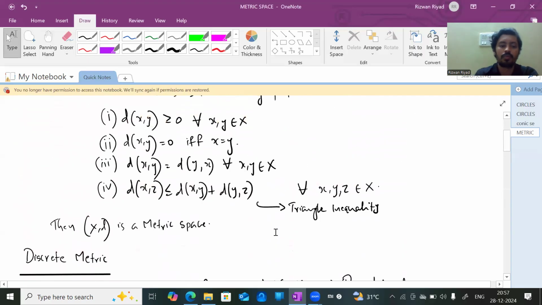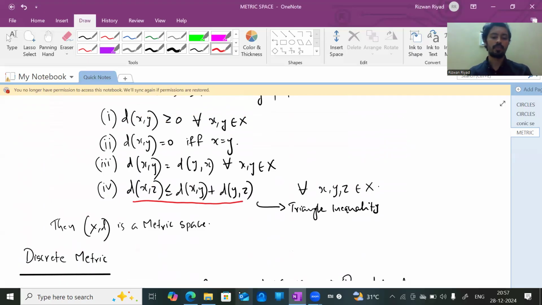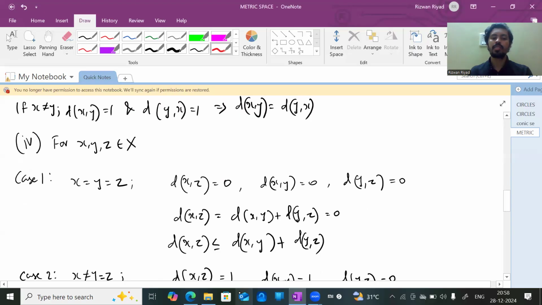Fourth property, the same thing you can see. d of xz less than or equal to d of xy plus d of yz. So we can say that the fourth condition of metric is satisfied in case 1. Let's see the same for case 2.